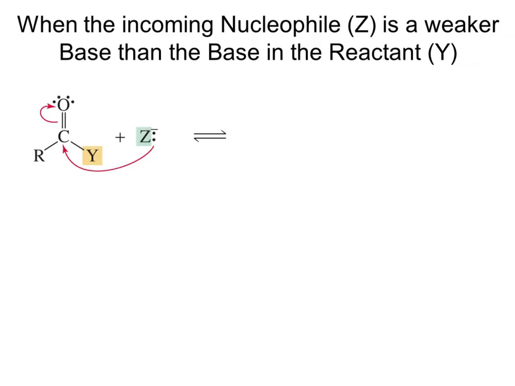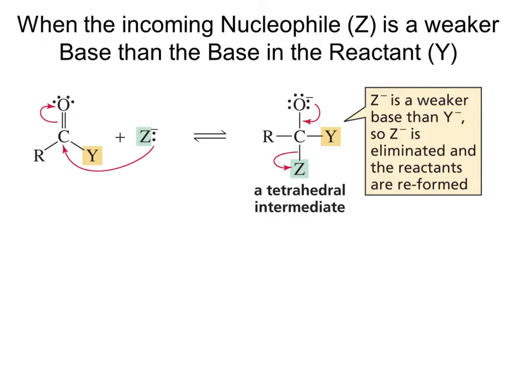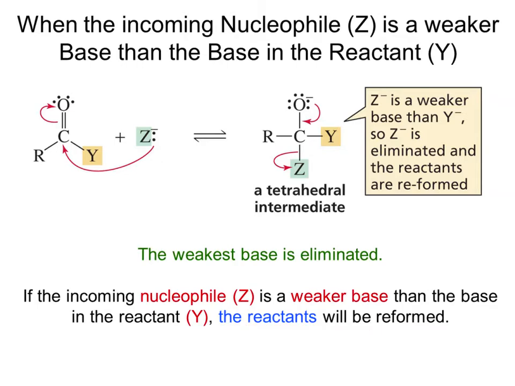If we have a weaker base, we can have our nucleophile come in, kick electrons out. At this point, if oxygen is more upset than the Z minus, we can have the electrons pushed down, and rather than our Y group leaving, our nucleophile that was just added is going to be eliminated, and you'll reform your reactants. So think about what's going to be happier with the negative charge, right? That's saying that you have your weakest base being eliminated. So if your incoming nucleophile, or your Z, is a weaker base than the base in the reactant, your Y, the reactants will be reformed.